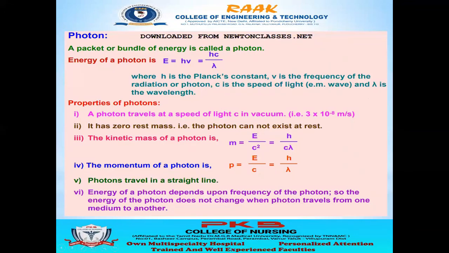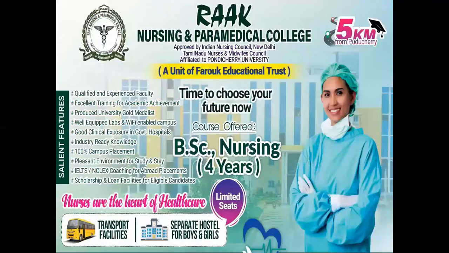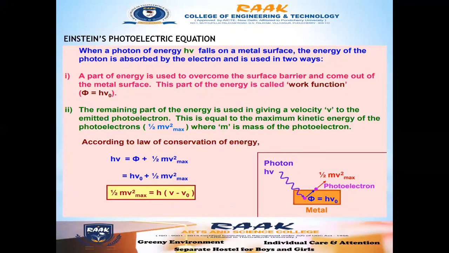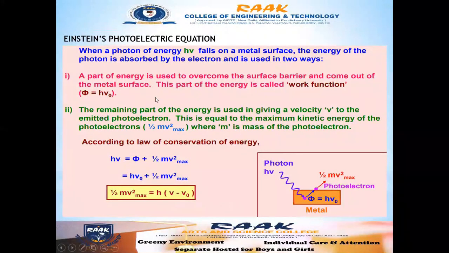This is about our photoelectric effect. This we have seen already. The properties of photons and all we have seen already. Then the laws of photoelectric emission, for a given substance, threshold frequency and all. Then this is your photoelectric equation. This we already discussed. h nu is equal to phi naught plus half m v square. This is your work function, and this is your kinetic energy.